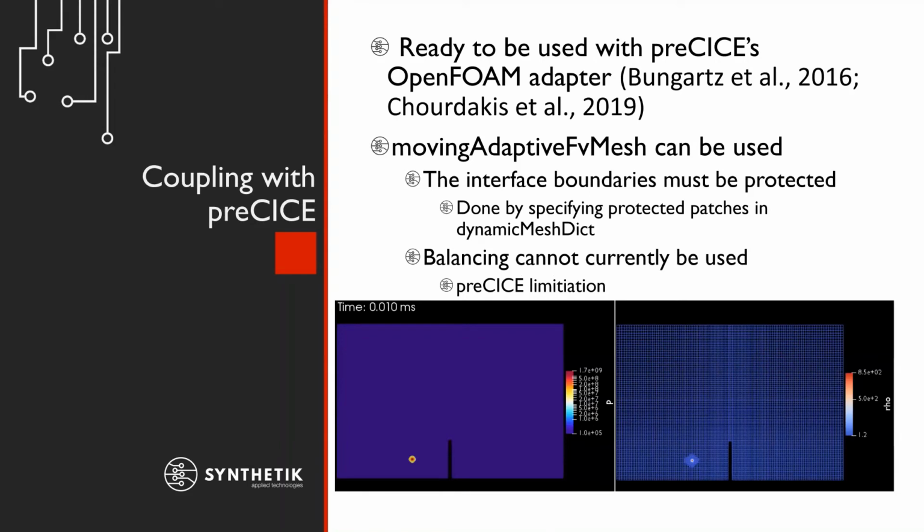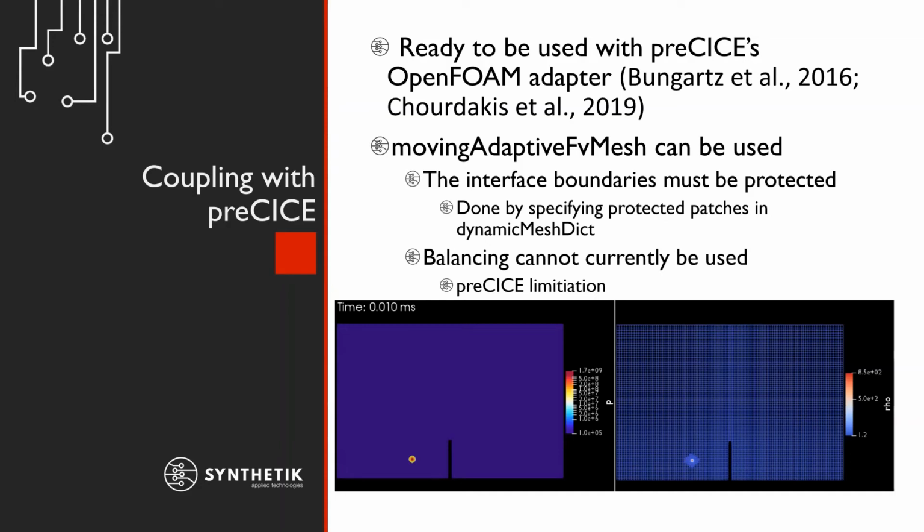Next, we have coupling with preCICE. So if you don't know, preCICE acts as a middleman between two solvers. So for example, if you want to go between OpenFOAM and a solid mechanics solver, either say like deal.II or CalculiX, preCICE acts as that kind of intermediary and will send data back and forth. So we use, blastFoam is ready to use with the OpenFOAM adapter.